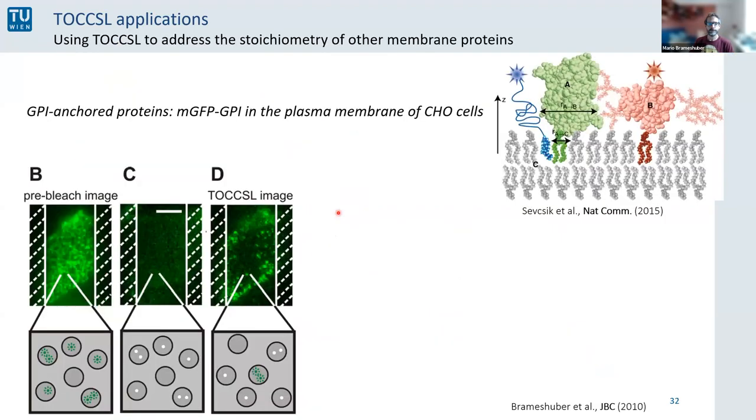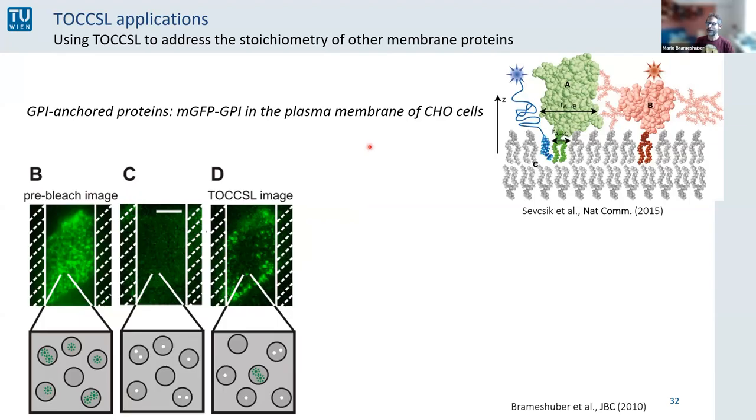So for maybe the remaining 5 minutes or so, I would like to go away from this particular example of the T-cell receptor and show you some other examples, which may also be interesting for you to use this single-molecule bleaching approach for other proteins. That's why I would like to show you what we did so far.